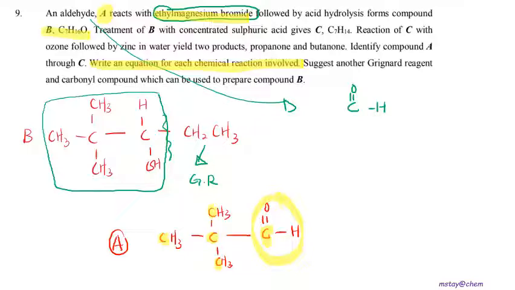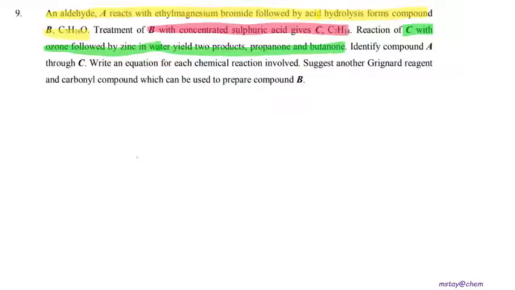And then the second equation is B reacts with concentrated acid to give C, one equation. And the third equation is C undergoes ozonolysis to produce 2 products. So basically we need to write down 3 equations. Okay, since we already identified the structure A, it will be easier for us to write down.